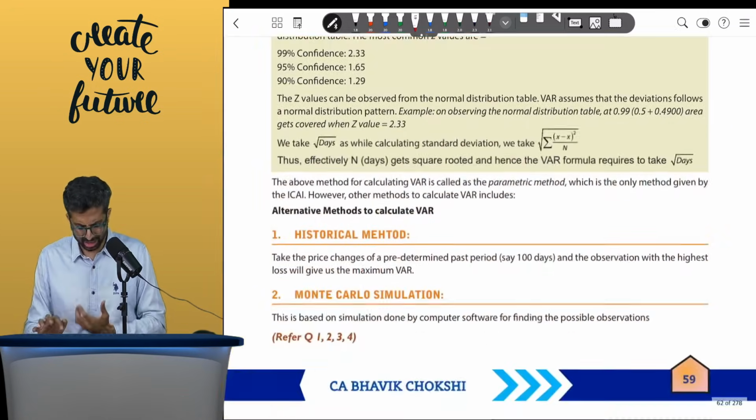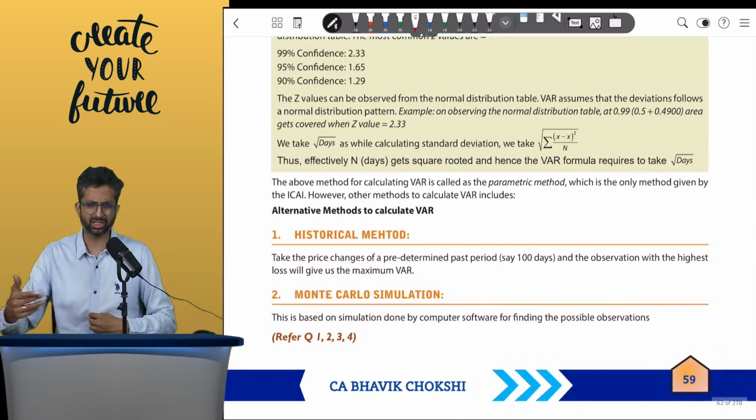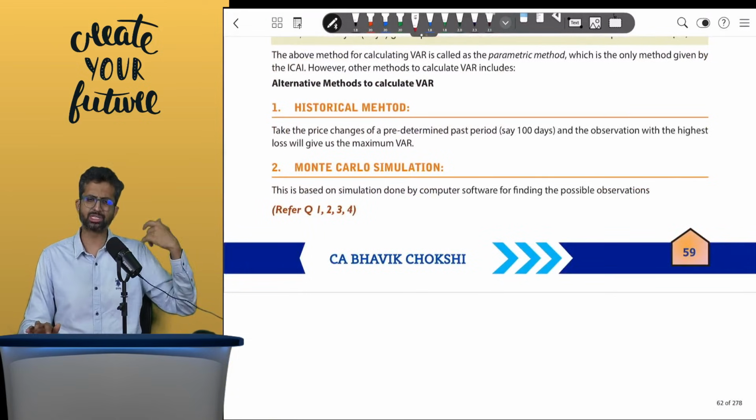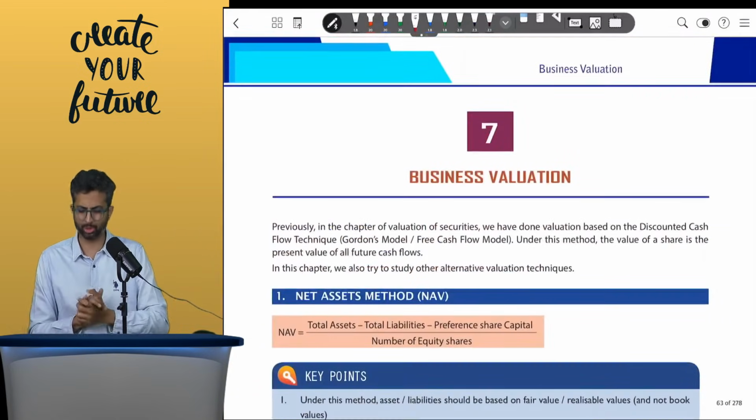So that is about it for the value at risk. Usually there are other methods as well. This is a parametric method, which is the only method that the institute does, but there can be other methods like the historical method or simulation using the Monte Carlo method as well.